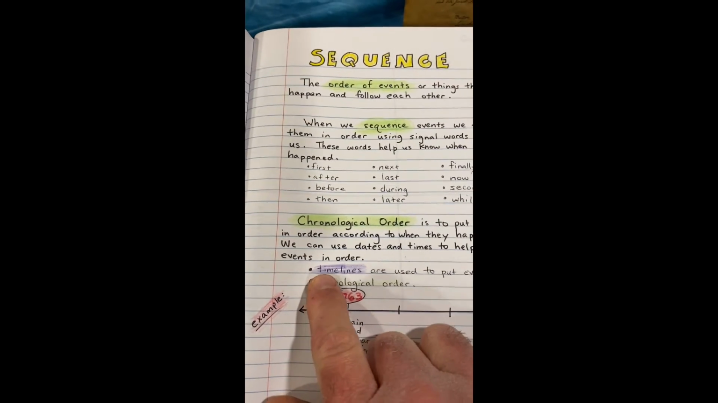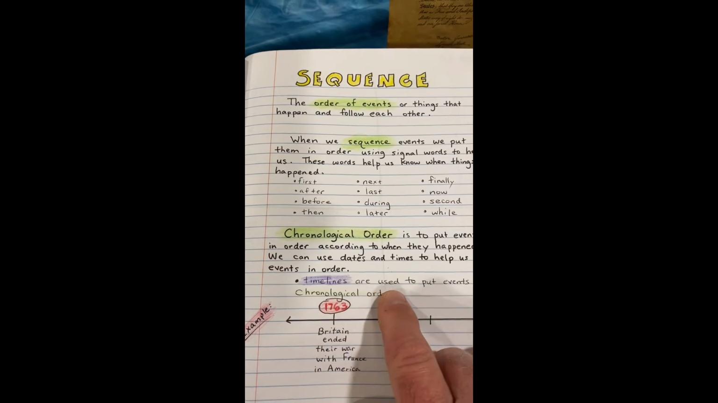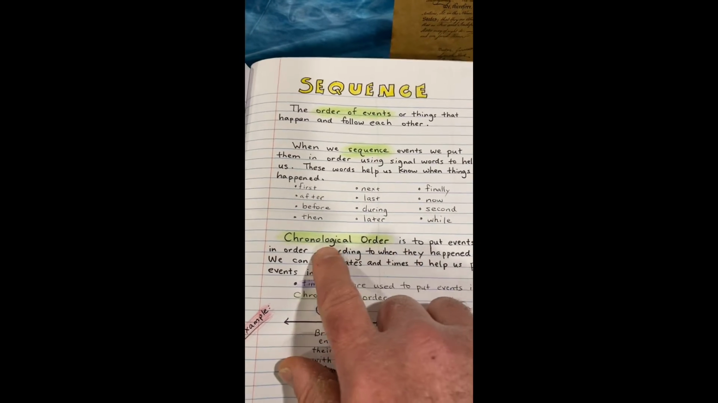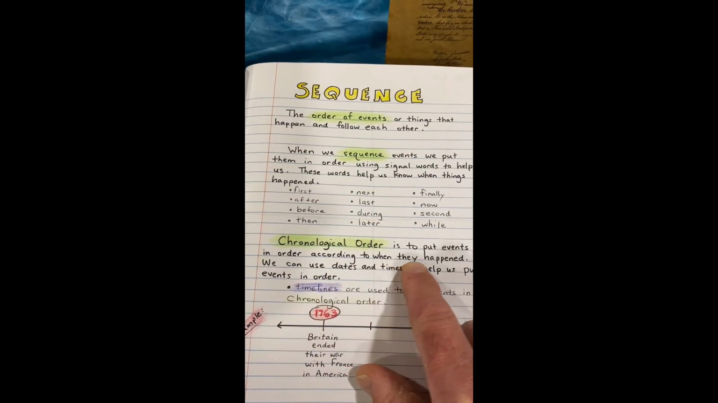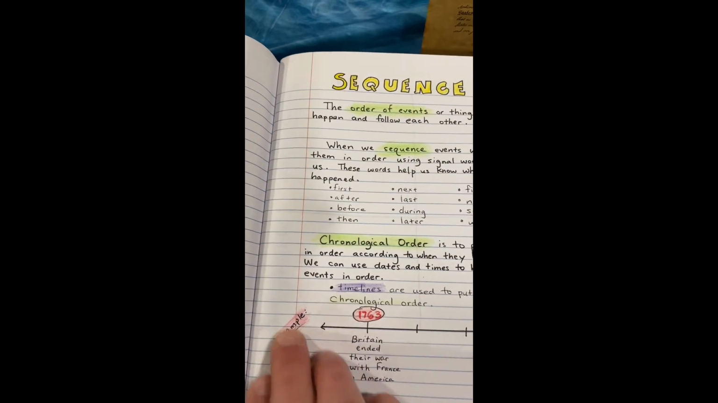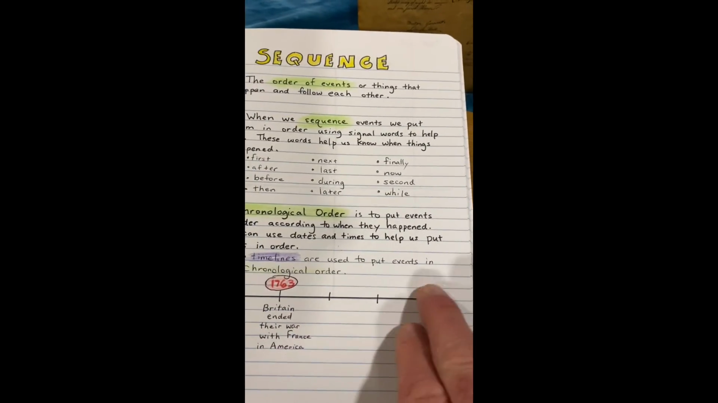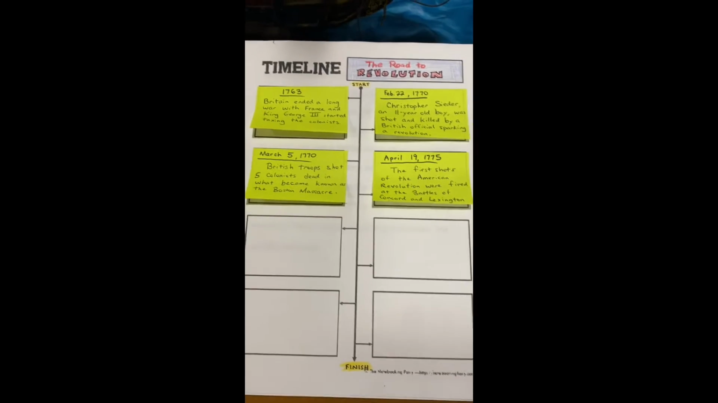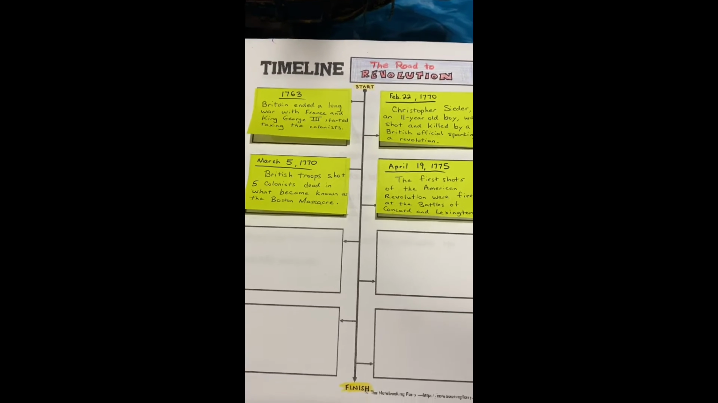And so a timeline is used to put events in chronological order. Chronological is according to when they happened. So from the oldest to the newest event. And we place them on a timeline. But our timeline was from our materials packets that we had before. We found this timeline in there.